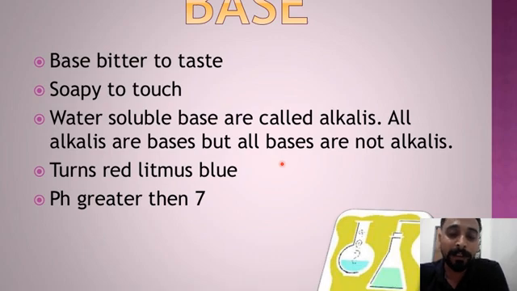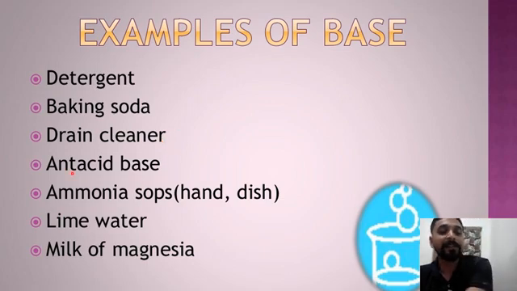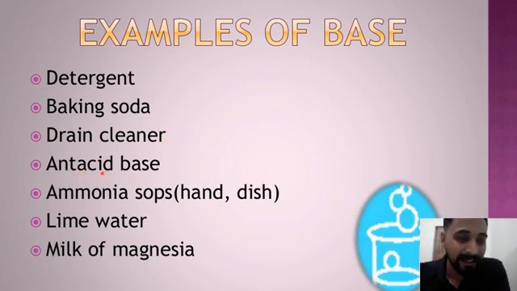And one important property of bases is that they turn red litmus blue, और pH scale पे they show a value greater than 7. So this is the, now some examples of base: detergent, baking soda, drain cleaner, antacid. This thing is very important. Antacid, you feel acidity sometimes, तो आप जो मेडिसिन लेते हैं, that is antacid, that is basic in nature.